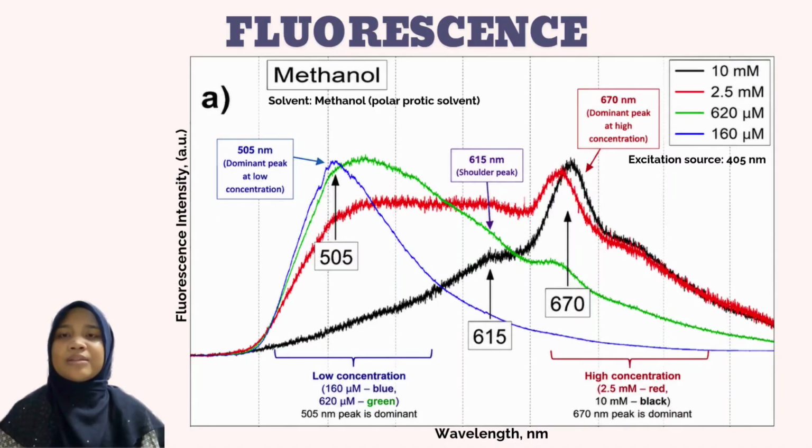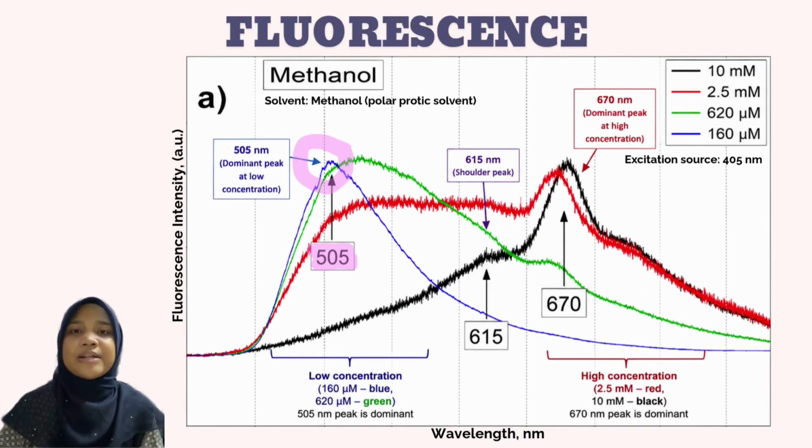The blue curve represents 160 micromolar, which is the lowest concentration used in the study. The green curve represents 620 micromolar. At these lower concentrations, the fluorescence emission is mainly observed at 505 nanometer, making it the dominant peak. The red curve represents 2.5 millimolar, while the black curve represents 10 millimolar, which is the highest concentration. As the concentration increases, the fluorescence intensity at 670 nanometer becomes much stronger and eventually becomes the dominant emission peak.